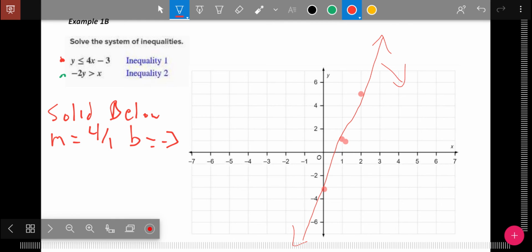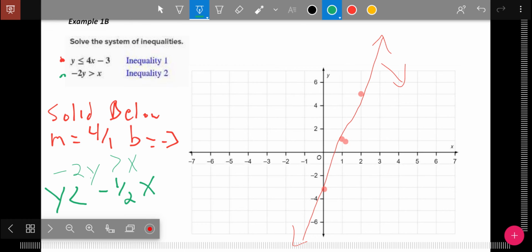All right. For the green one, I need to get it to y equals. And so I have to divide both sides by -2. And so I got to go from -2y is greater than x. I got to divide both sides by -2. And so it really becomes y. I flip the sign because I divided by a negative. And I get -1/2 x.